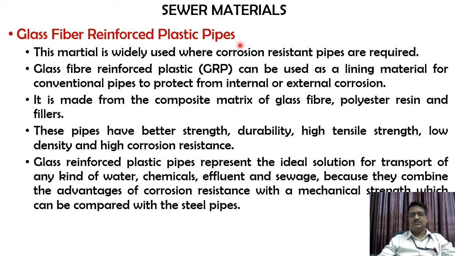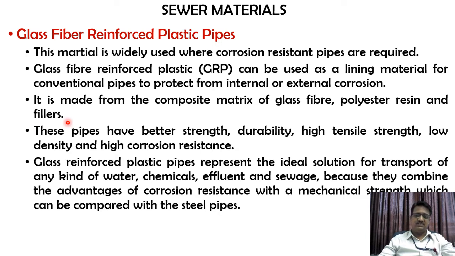Glass fiber reinforced plastic pipes. This material is widely used where corrosion resistant pipes are required. Glass fiber reinforced plastic can be used as a lining material for conventional pipes to protect them from internal and external corrosion. So with the other materials we have discussed, it can act in conjunction with them to provide a better material. It is made from a composite matrix of glass fiber, polyester resin and fillers.